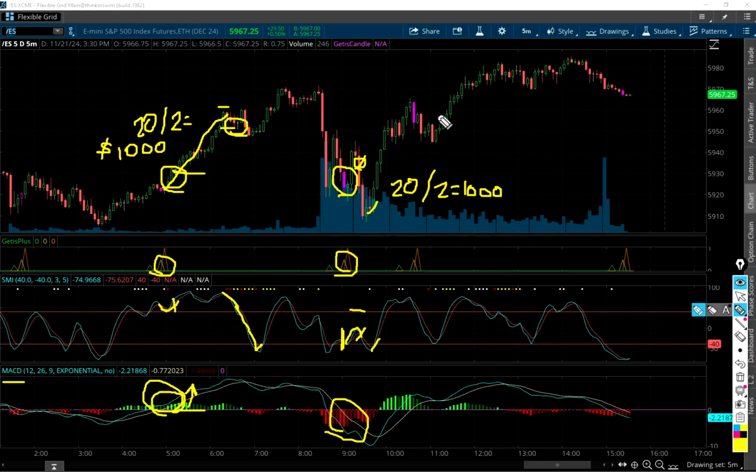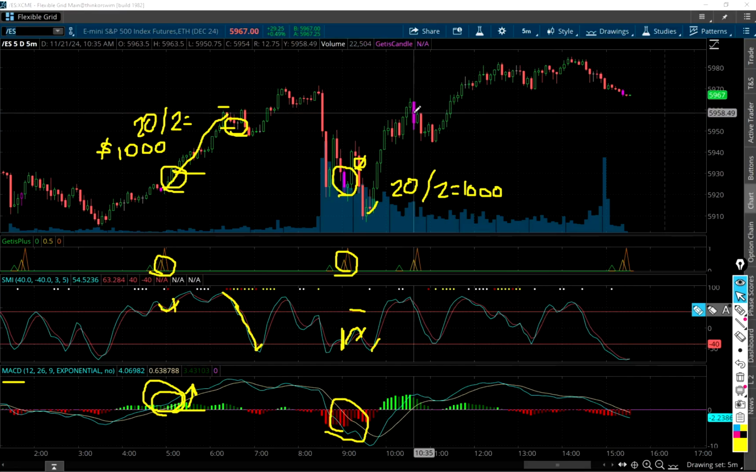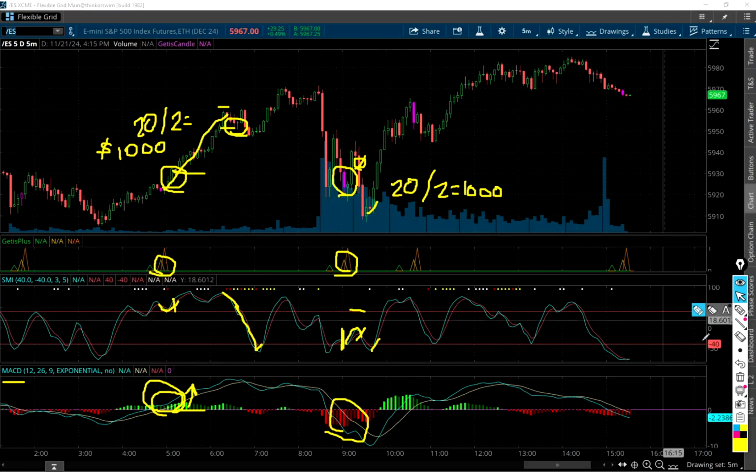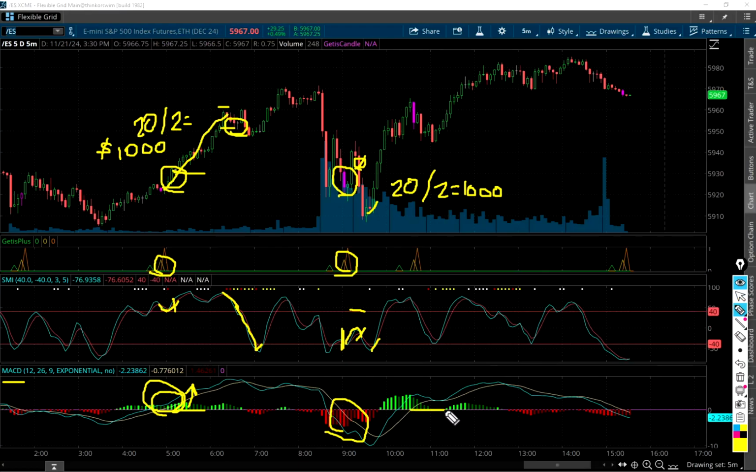Let's talk about this trade right here. 10:35 in the morning. How do you trade this? Remember, first thing we always check is momentum. Where's momentum? It's on the positive side. Great, we're thinking long. Momentum's on the positive side. It's on the plus side. It's above, not below. So we're thinking long.